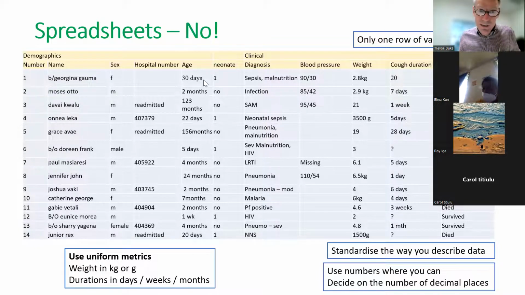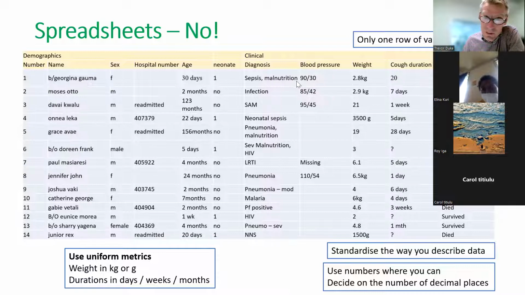A similar example of that is the age. Some of these ages are written in days, some of them are in months, some of them are in months where the number and the letters combine. The point is, no data collection form, no data analytical program can ever analyze that. It has to be just a number.